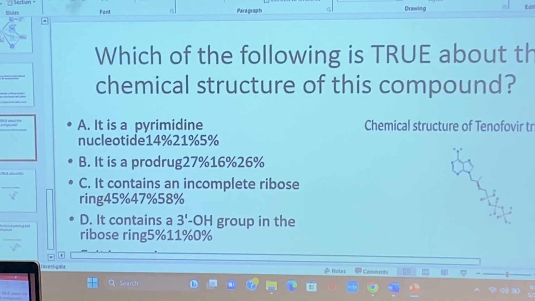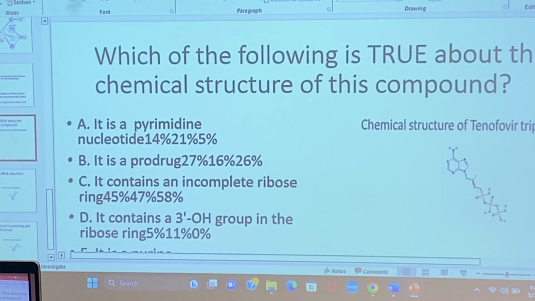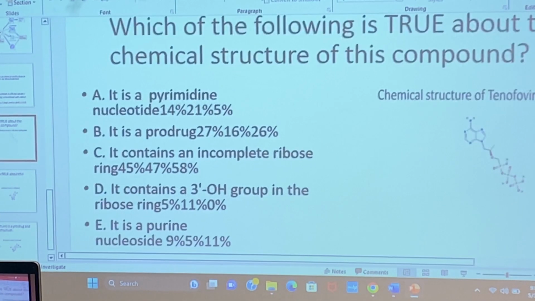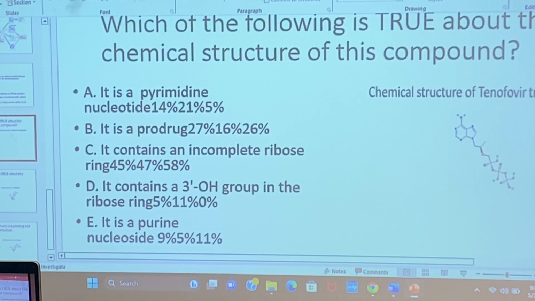Remember, which of the following is true about the chemical structure of the compound? The chemical structure given is tenofovir triphosphate. So look at the chemical structure and see what applies to it. Is it a pyrimidine? No. Is it a prodrug? No.